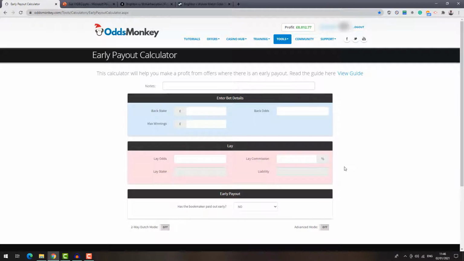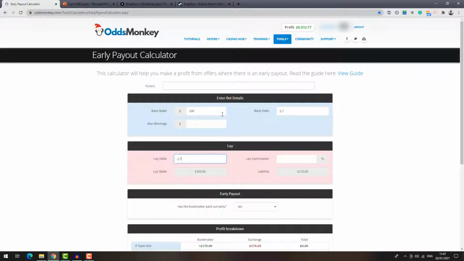You want to then enter all the information based on your 2up. So I'm just going to make some information up here. Let's say we used a £100 back stake. The back odds was 2.7. The lay odds were 2.72 and the commission was 0%.